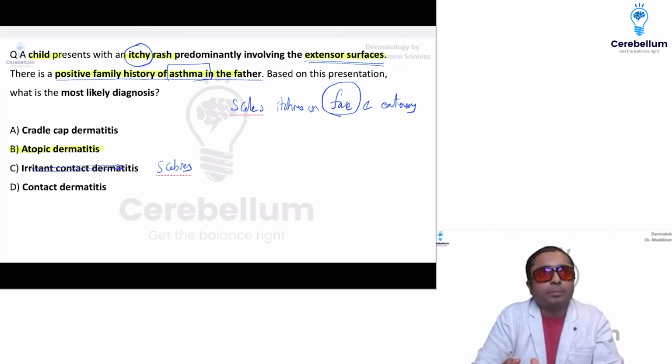So I hope it is clear. Achha, nocturnal itching was not there in the question. That is what ivermectin said. Right. Any other question related to systemic lupus erythematosus was given?